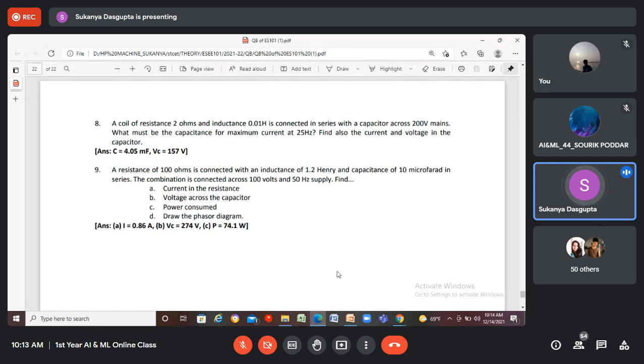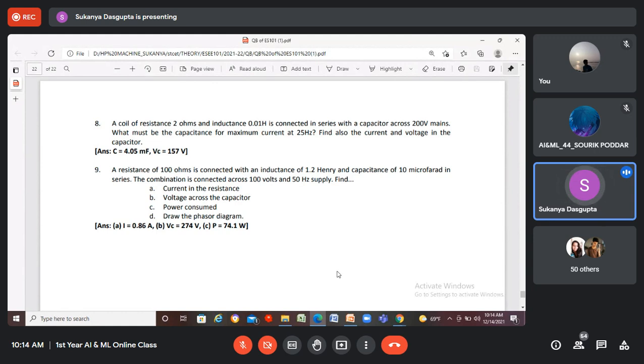The first problem is a coil of resistance 2 ohms and inductance 0.01 Henry is connected in series with a capacitor across 200 volt mains. What must be the capacitance for maximum current at 25 Hertz? Find also the current and voltage in the capacitor. The answers are given. You have to find out the answers.